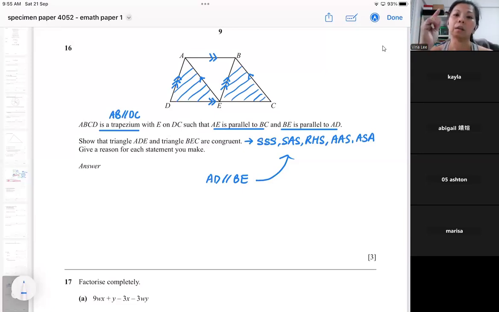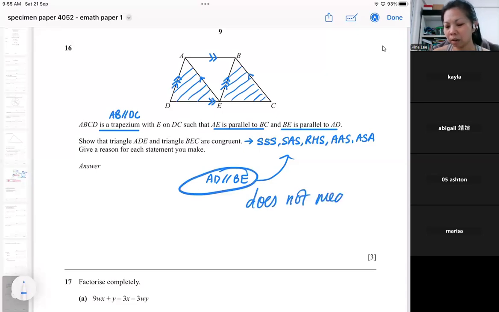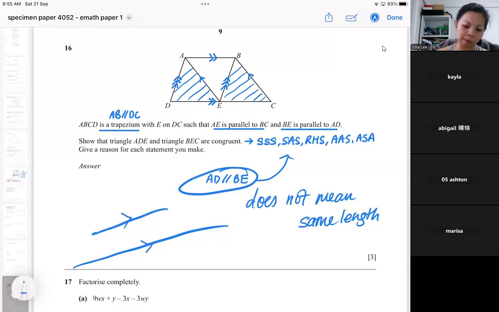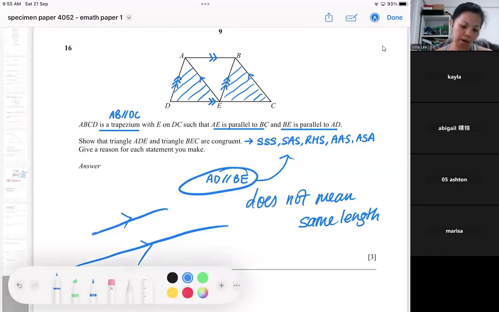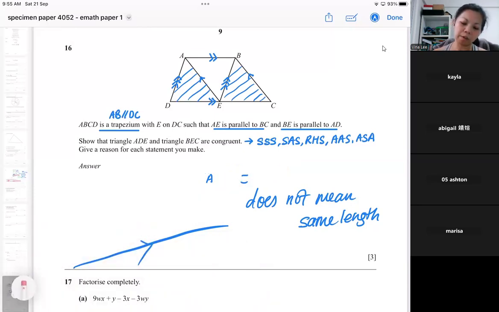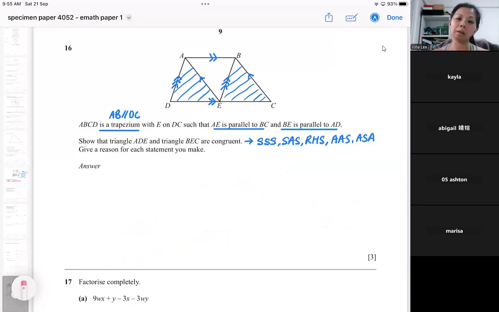So when you want to use SSS, SAS, all that, you need same length. So parallel does not mean same length. I don't know why so many of you think that parallel means same length. I can have two different lengths and they are still parallel. Parallel is only same direction. I have been writing this many times. If you give me parallel as a reason, you get no marks at all.